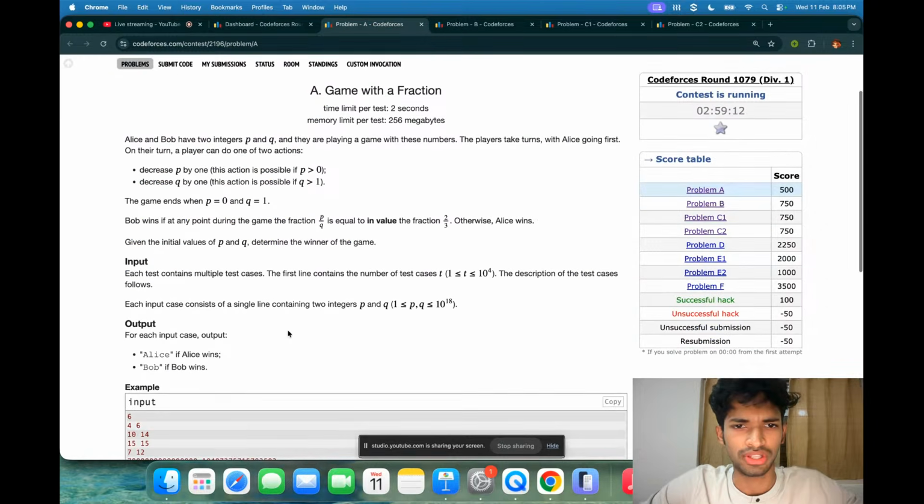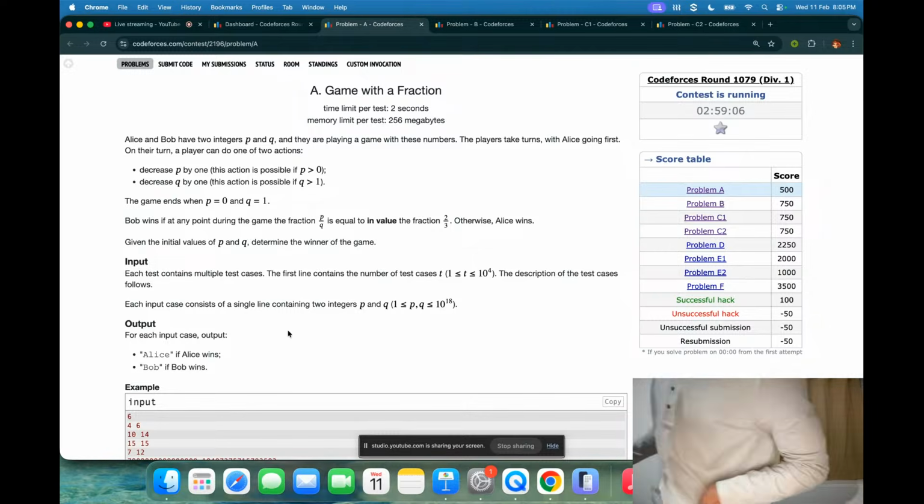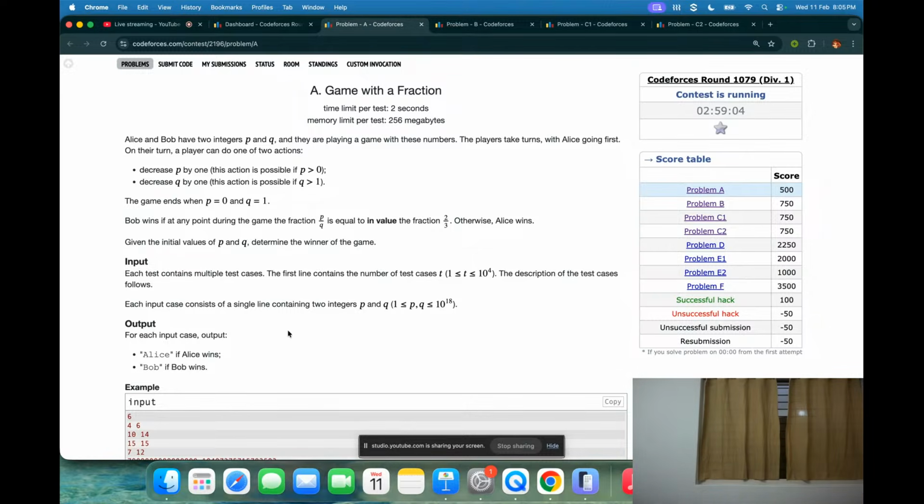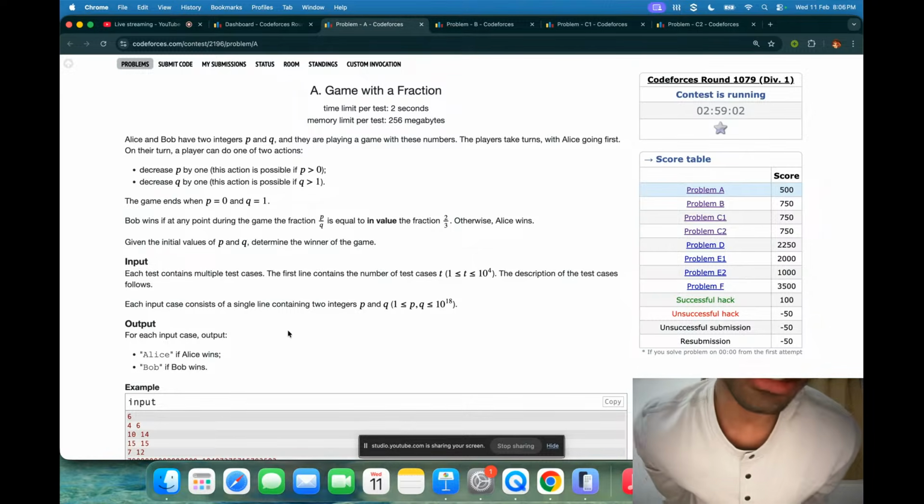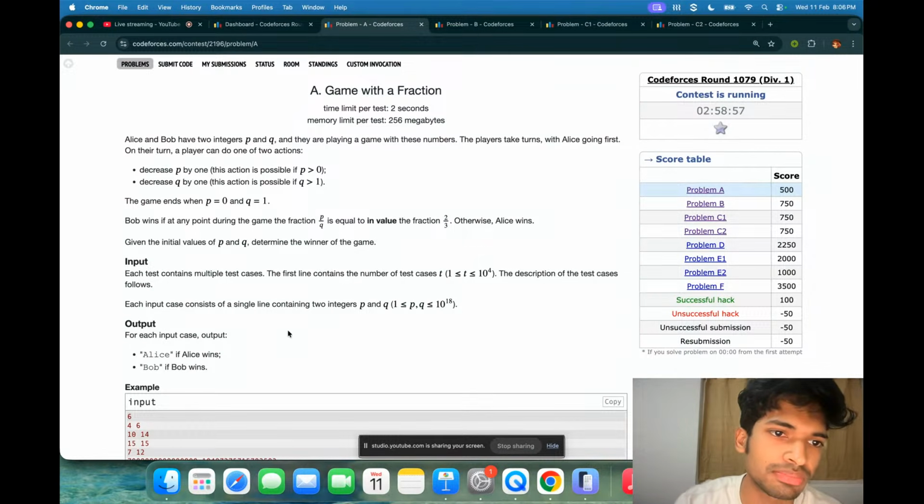So let me read the first problem. Alex and Bob are given two integers P and Q and they are playing a game with these numbers. The players take turns, with Alex going first. On a turn, a player can do one of two actions. Decrease P by 1, which is possible if P is greater than 0. Decrease Q by 1. Okay? A player can do one of those.